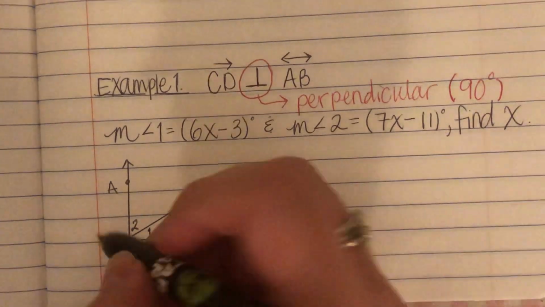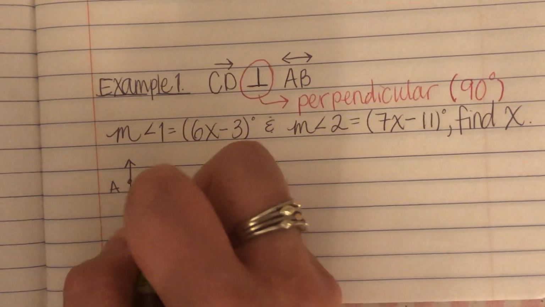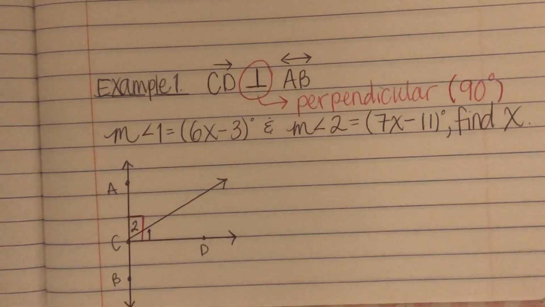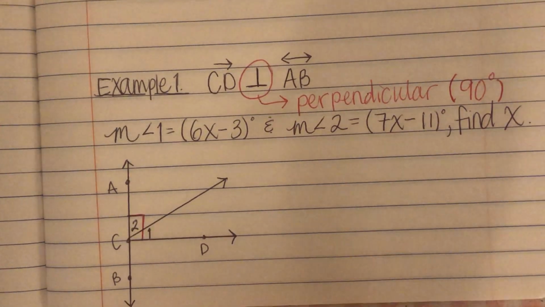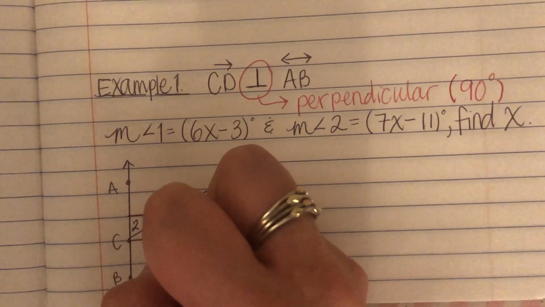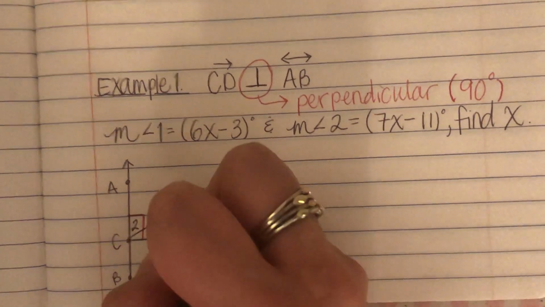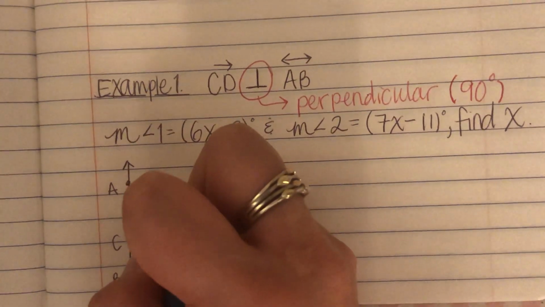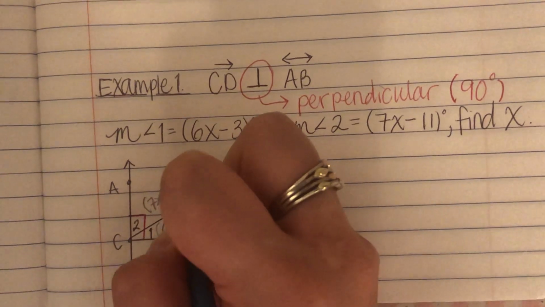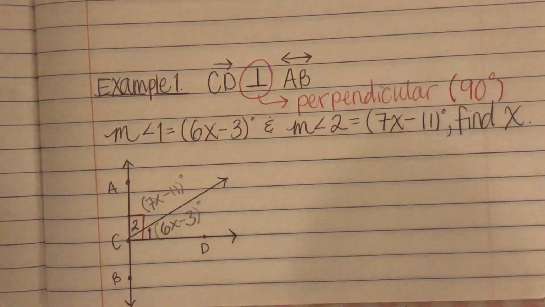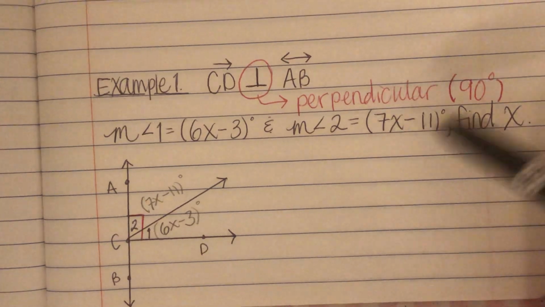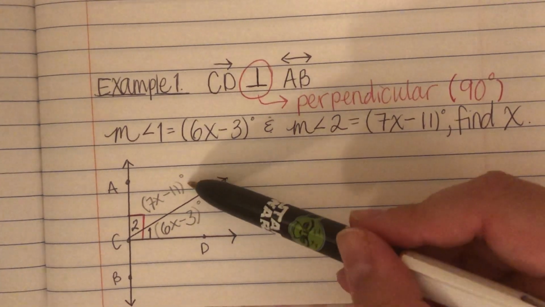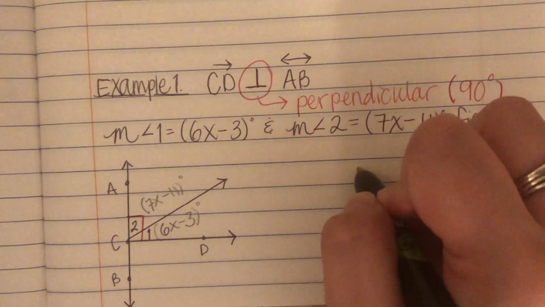So here's my picture. Now I know I can come in here and I can add my 90 degrees, because that's what perpendicular means. I'm going to add to it the measure of angle 1, 6x minus 3 degrees. And I'm going to add in my measure of angle 2, 7x minus 11 degrees. How am I going to set this up? Well, if they are 90, is this one 90? No. Is this one 90? No.